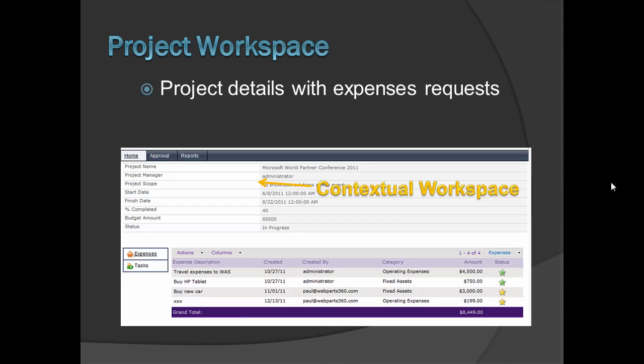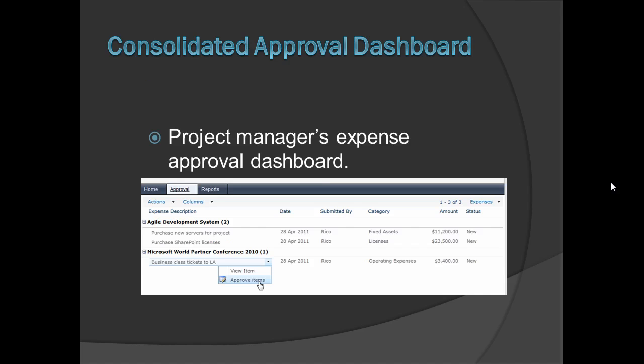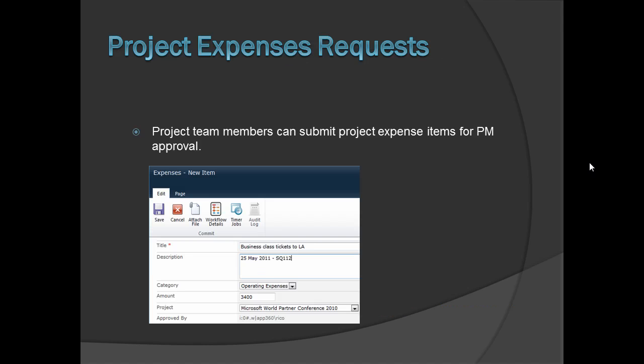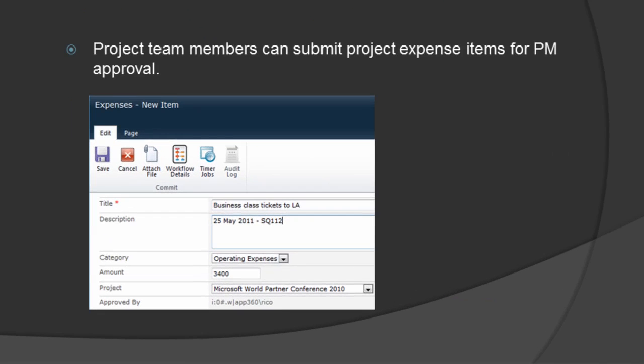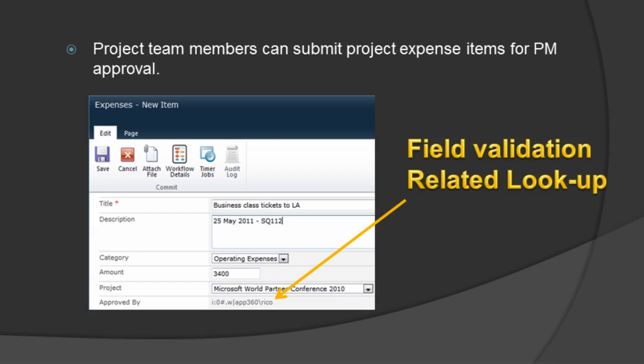Now, when you look at the details of the project workspace, you see the details for a selected project, and you have a menu that shows you only items for that selected project. Yet, we can still see all the expense requests across all projects. So during the project expense submission process, the system will provide field validation and related lookups.